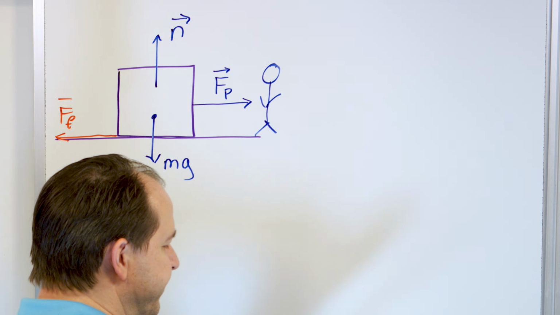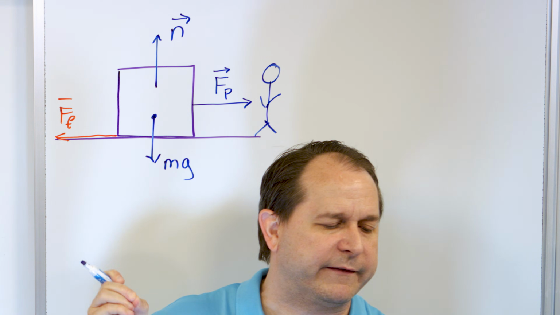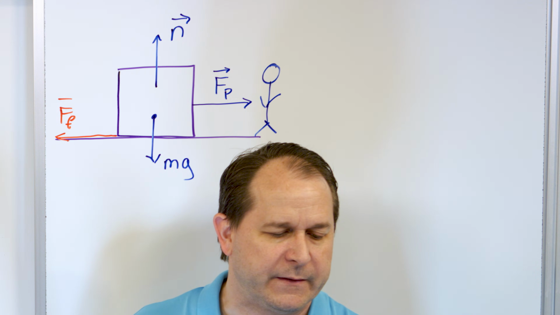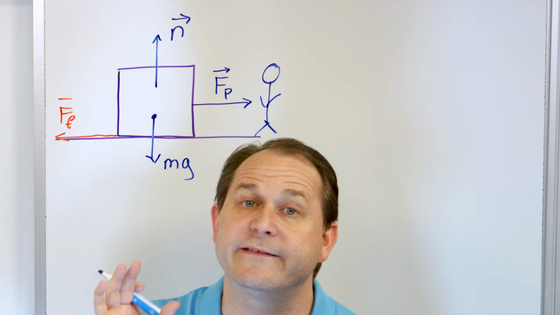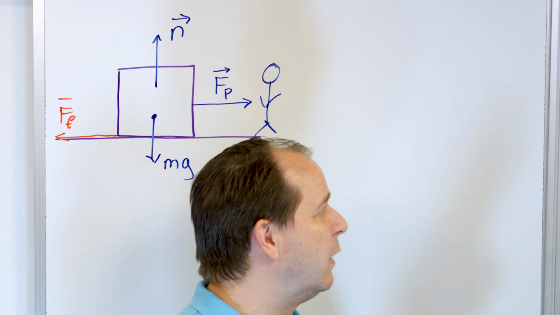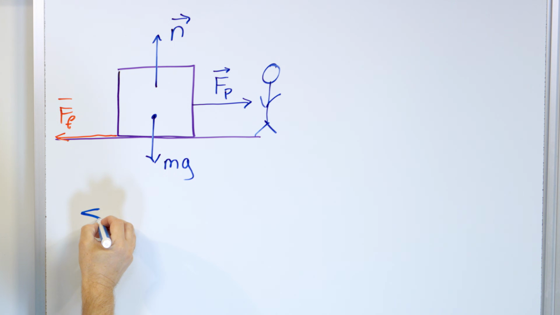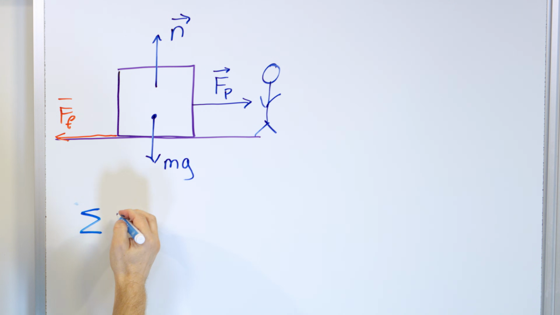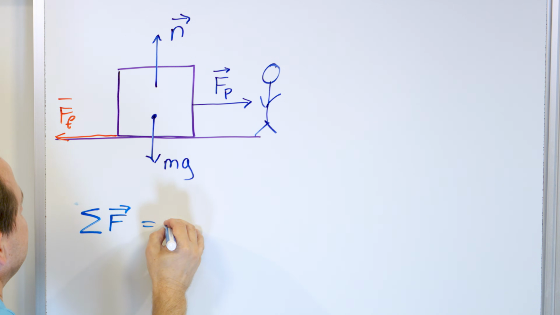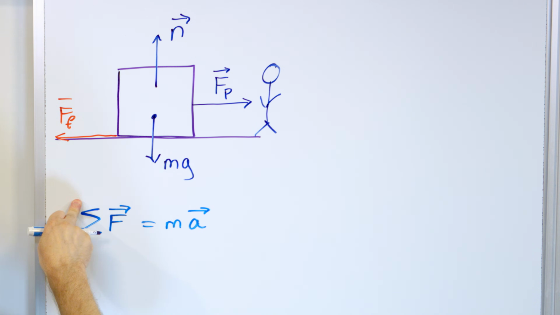Right? Now, it says that a box is dragged across the floor at constant velocity. So it's not accelerating. Constant velocity means acceleration is 0. So we know that for any object, the sum of the forces acting on it is equal to the mass times the acceleration. They don't tell you this in the problem.